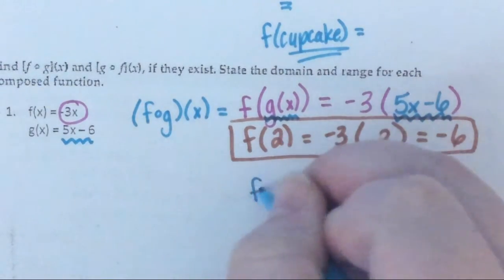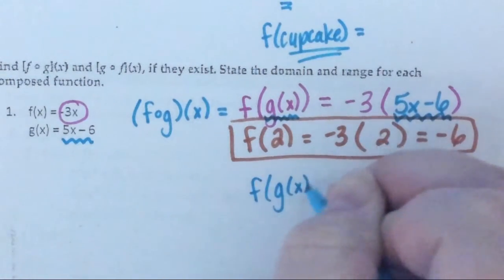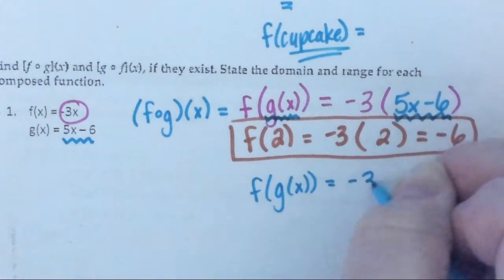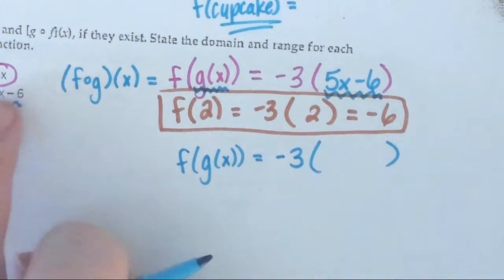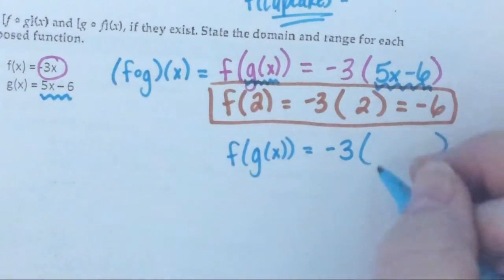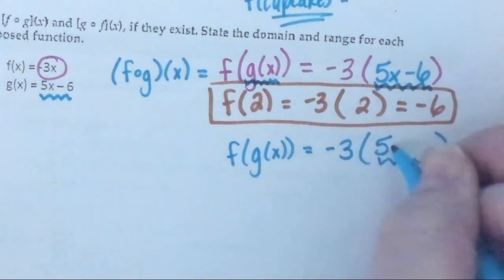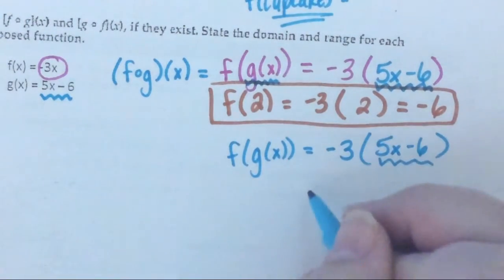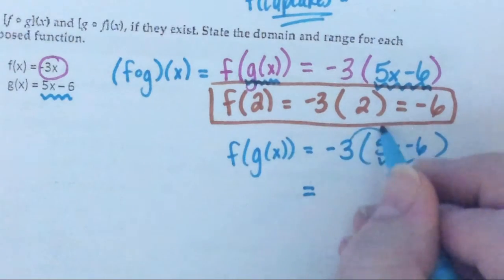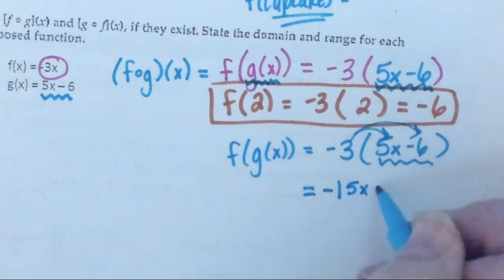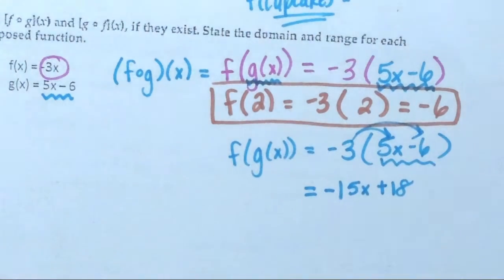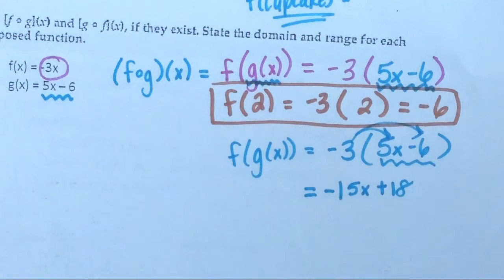Okay, so let me write it again. f of g of x. So it was negative 3x. Everywhere we saw an x, we plugged in that 5x minus 6. So it's negative 3 times (5x minus 6). From here, can we, of course, do some math and distribute? Absolutely. So we would have negative 15x plus 18. Okay, so that's how we find f∘g.